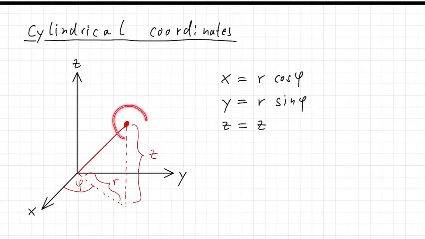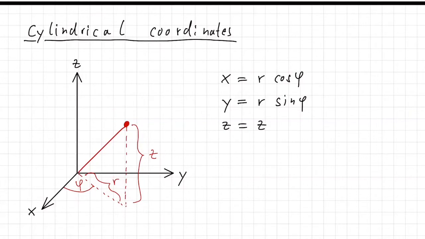So if we have this point here in 3-dimensional space, then the height away from the xy plane, so the z direction, is simply given by the Cartesian coordinate. But the projection of that point on the xy plane is not described by x and y coordinates, but by the angle phi again and the distance r, so by polar coordinates.